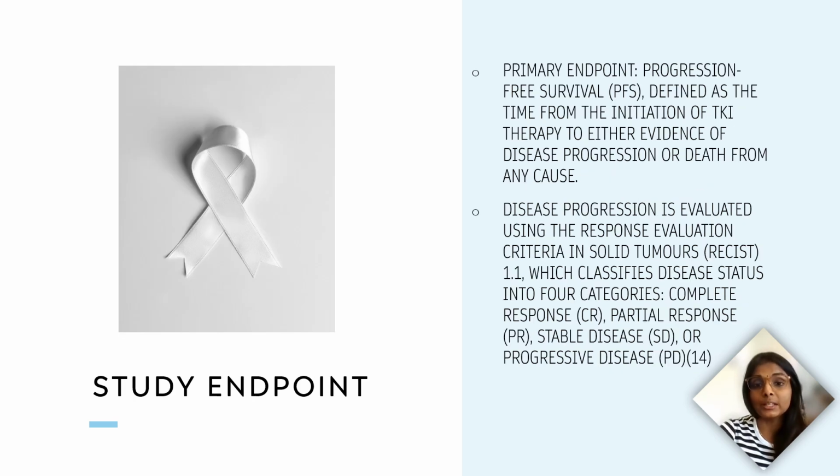The primary endpoint in this study is progression-free survival, defined as the time from the initiation of TKI therapy to either evidence of disease progression or death from any cause. Disease progression is evaluated using the Response Evaluation Criteria in Solid Tumors, also known as RECIST 1.1, which classifies disease status into 4 categories: complete response, partial response, stable disease, or progressive disease, which is based on interim CT thorax, abdomen, and pelvis findings, which is typically done every 6 months in this group of patients.